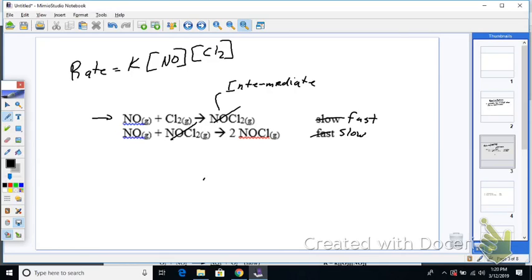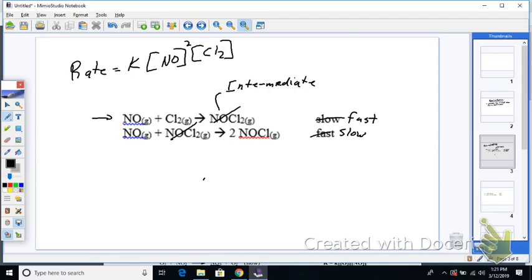Because both of them, this one was fast and this one was slow, so you include the fast in your rate law when you write it. So that would be NO to the second order and Cl2. Because if the second step is the slowest step, then you include the first, because it's only going to be used up as the second one goes.